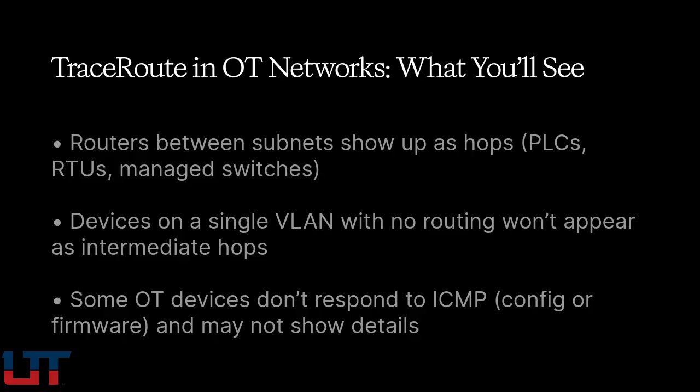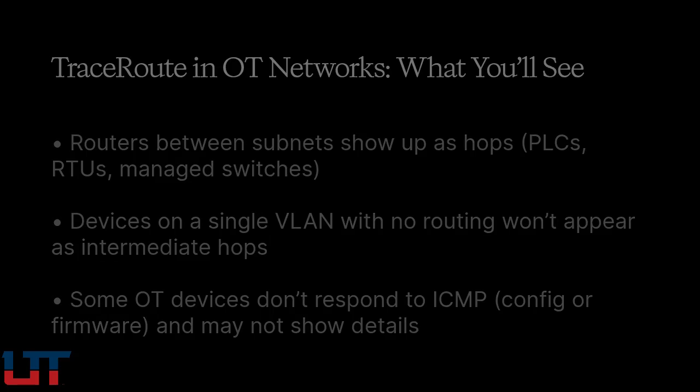Most OT devices, PLCs, RTUs, managed switches, will appear as expected hops in a traceroute path if they're routing between subnets. PLCs that sit on a single VLAN and don't participate in routing won't appear as intermediate hops. Some OT devices don't respond to ICMP at all, either because they're configured not to or because their firmware doesn't implement ICMP responses. In those cases, the device will appear as an asterisk in the traceroute output, even if it's online and processing control traffic normally.